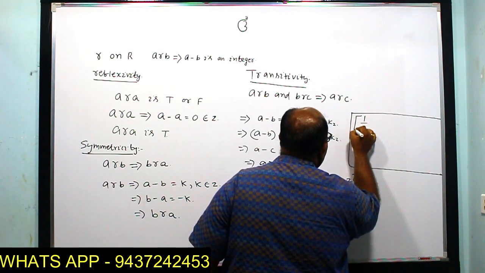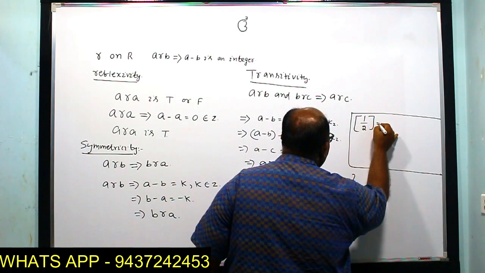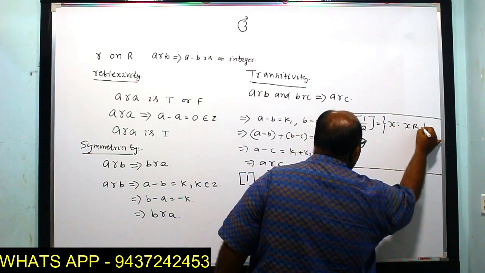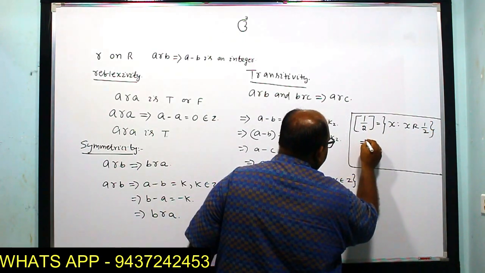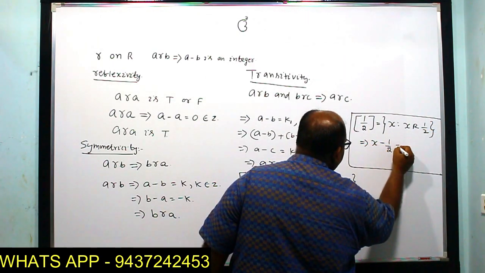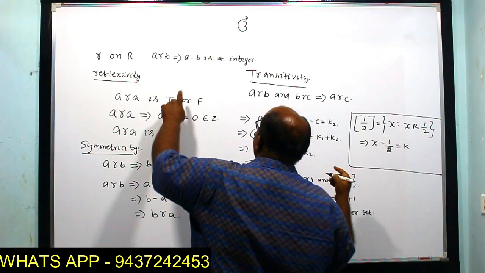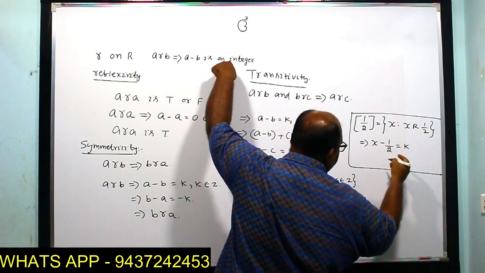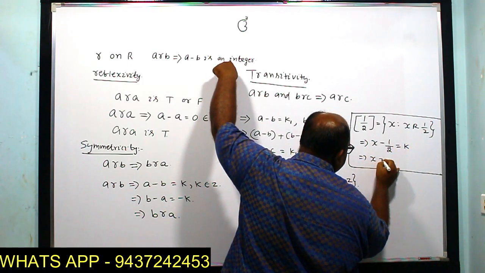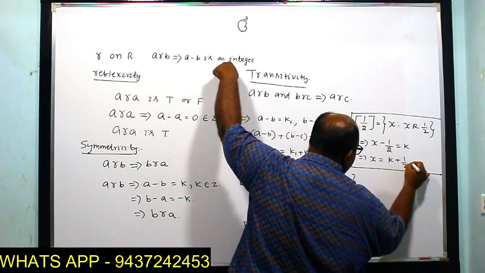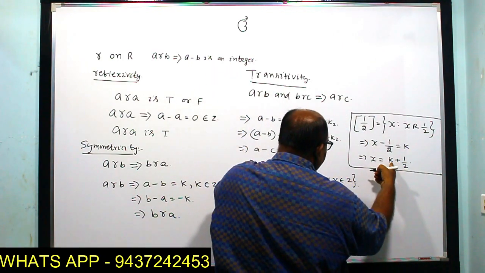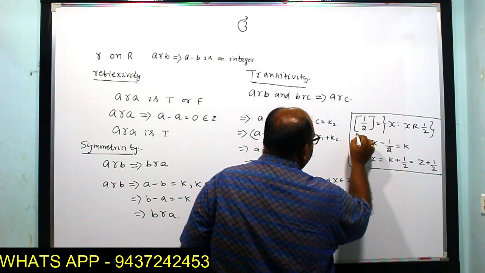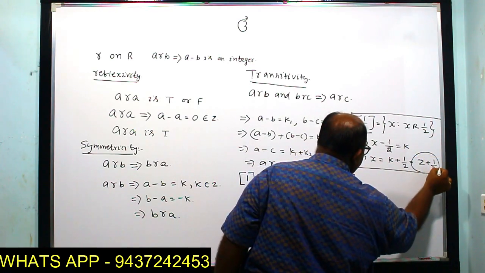Equivalence class of half is equal to the set containing elements x such that x is related to half. This implies x minus half is equal to an integer, because a related to b implies a minus b is an integer. So x related to half means x minus half is an integer. This implies x is equal to k plus half. So I can write this as Z plus half. So the equivalence class of half is Z plus half.